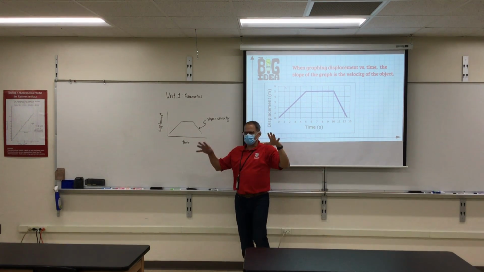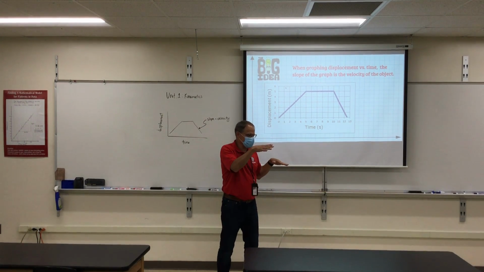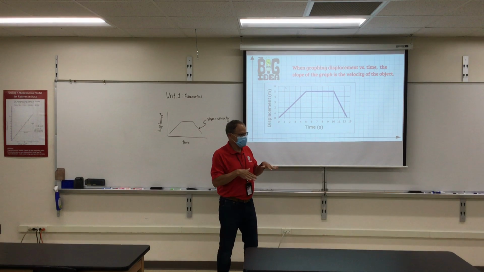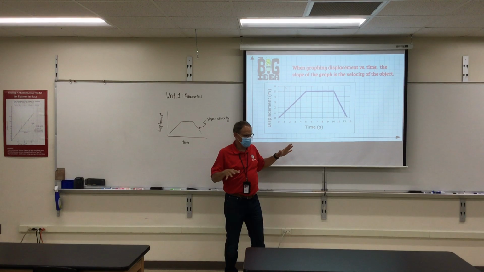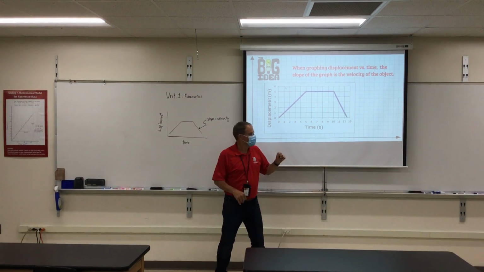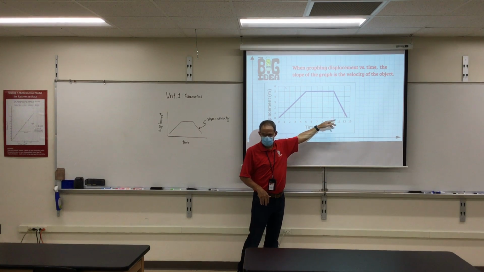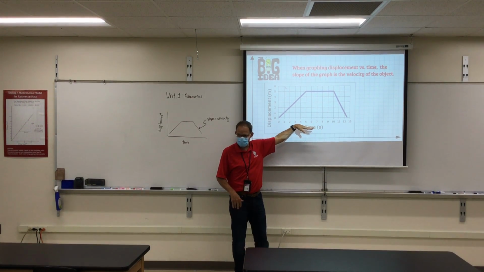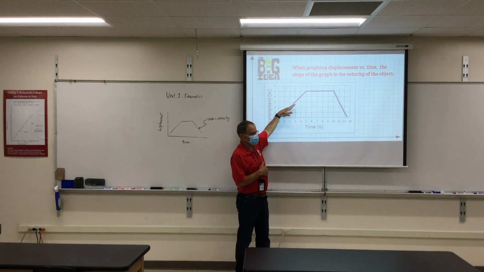So what I don't want you to say is a giraffe climbed a hill, walked over the top of the hill, and slid down the other side. This has nothing to do with the hill, right? There's no hill here. This is an abstract idea. We're graphing displacement versus time. This is showing where the giraffe is at different times. And the slope is the velocity.